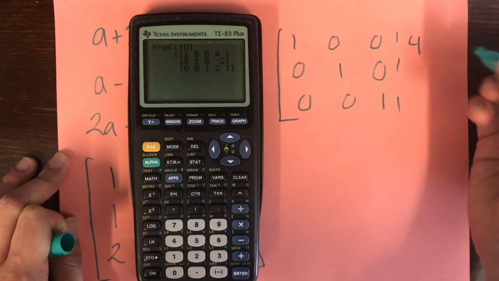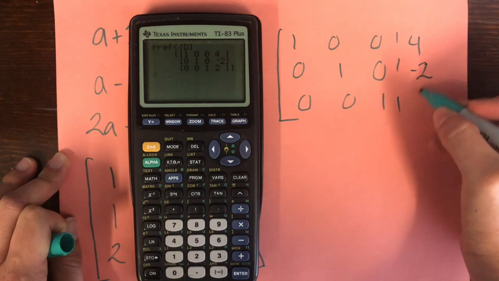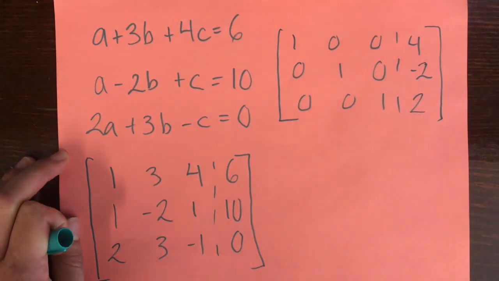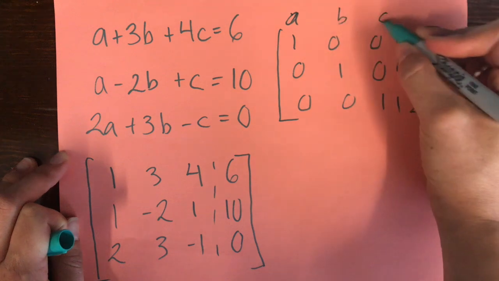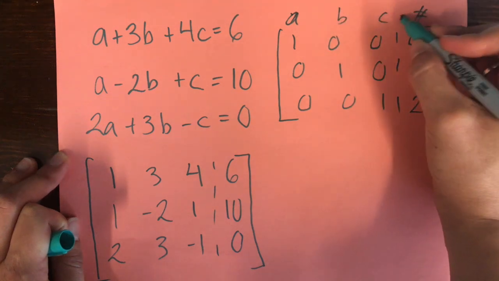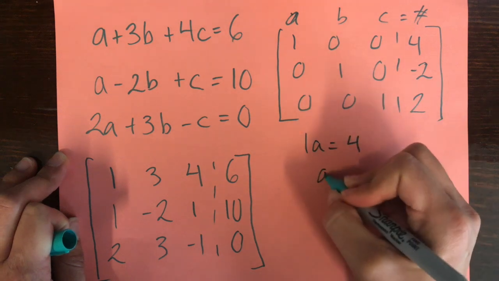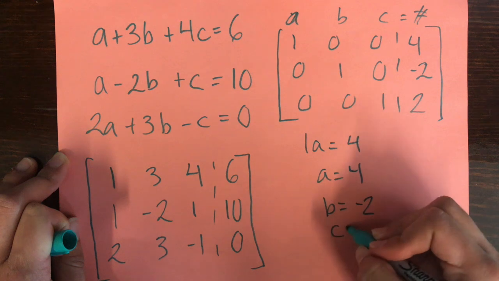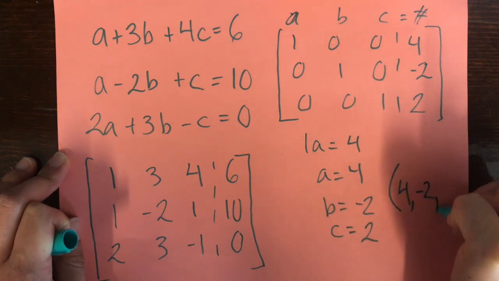Remember that this matrix corresponded with actual equations, right? The first column corresponded with my variable A, the second column corresponded with my variable B, and the third column was C, and then I have that equal sign there and it equals some number, right? So here the top row gives me 1A is equal to 4. In other words, A is equal to 4, and thus B would be equal to -2, and C would be equal to +2. So I get the solution 4, -2, and 2.